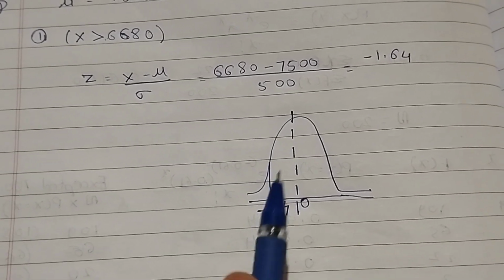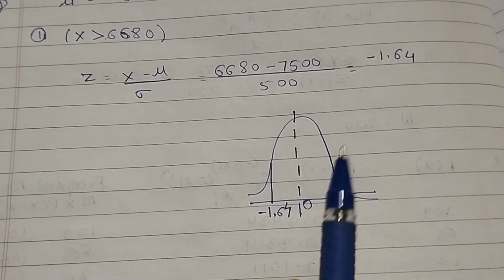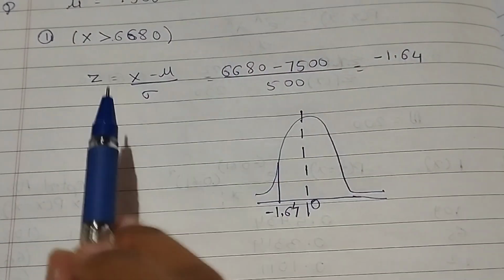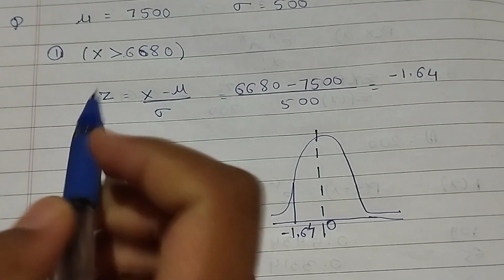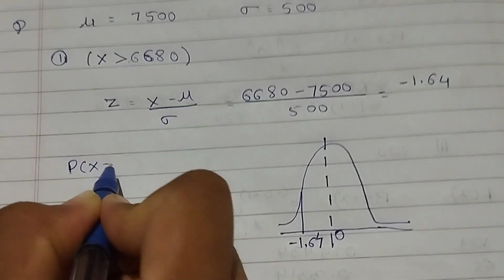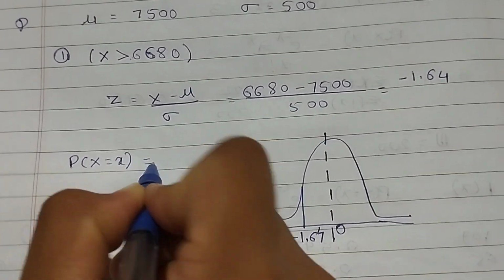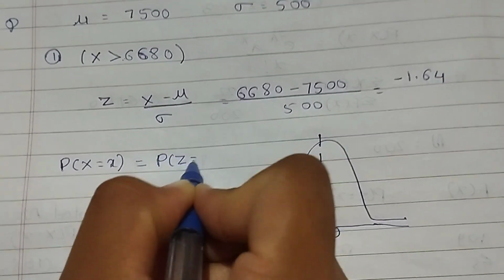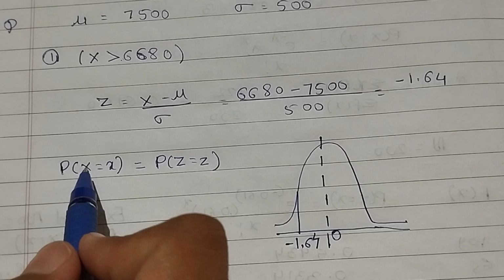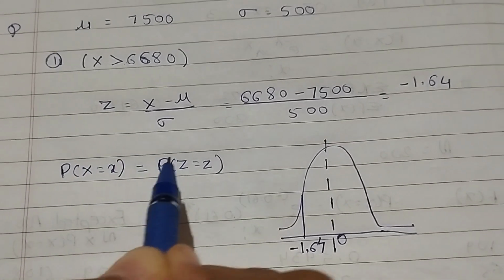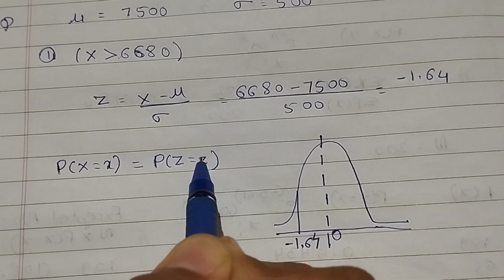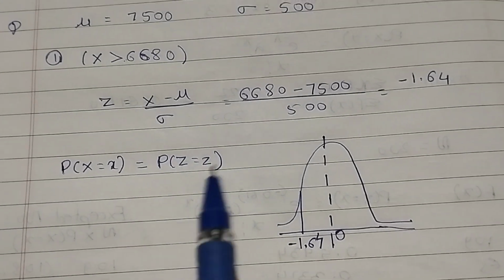Always remember, draw the curve for the value of z, not for the value of x. Now, one more thing: P of X equal to x is always equal to P of Z equal to z. So which is the value of capital X? This is similar for the capital Z, and the value of small x is similar to the value of Z.